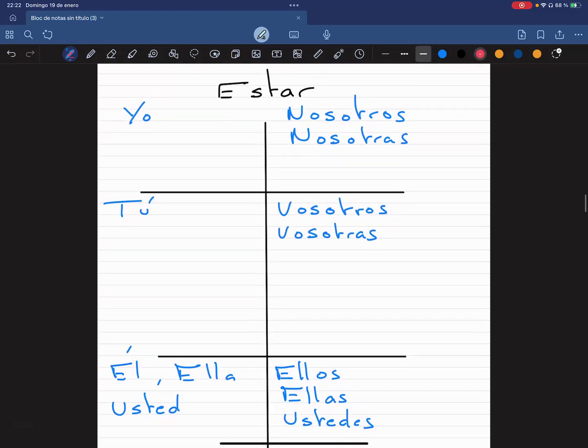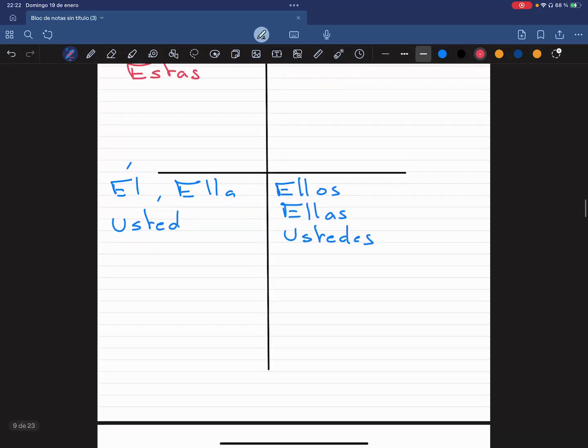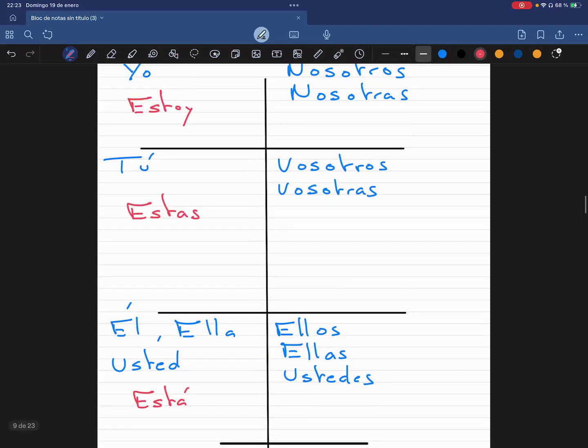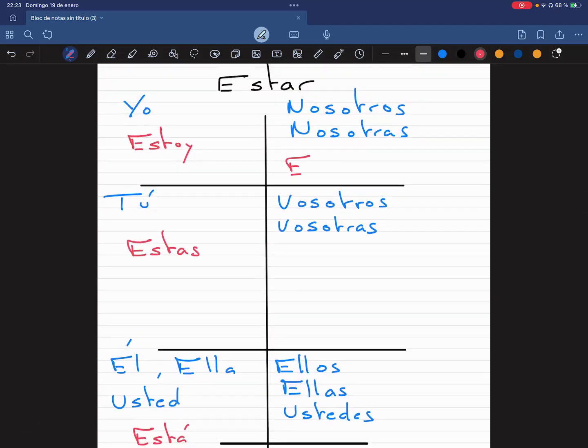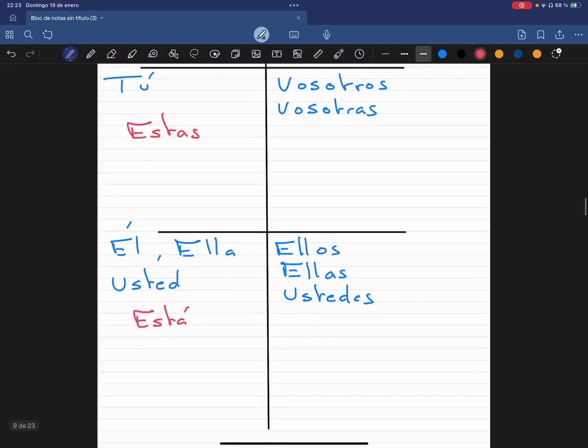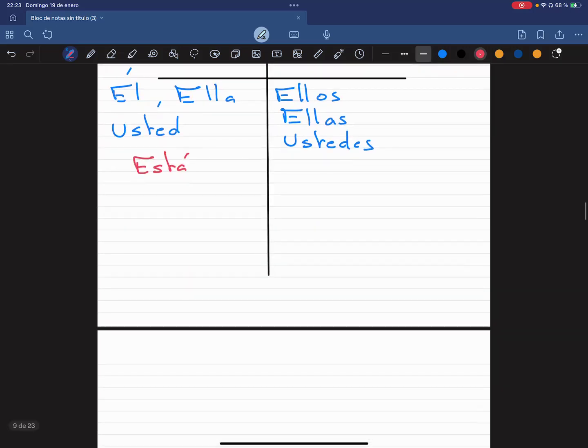And the last verb that we've seen so far is the verb estar, and it goes like this. Yo estoy, tú estás, él o ella o usted está, nosotros estamos, vosotros estáis, and ellos están.